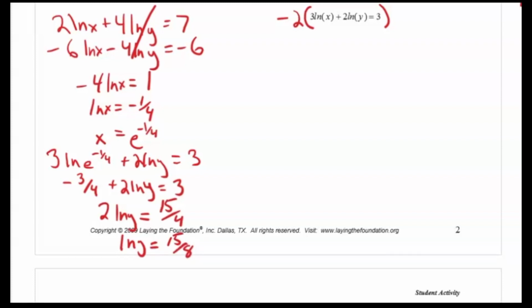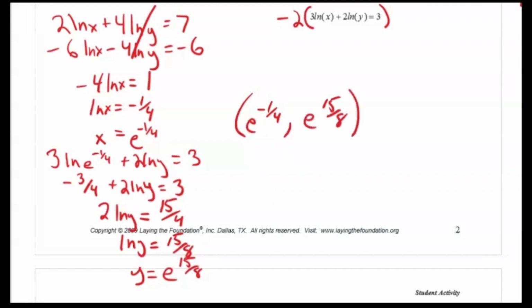And so that lets you know when you base e both sides, you get y. Let me erase that. So you'll get y equals e to the 15/8. So the solution to this is going to be e to the -1/4 and e to the 15/8.